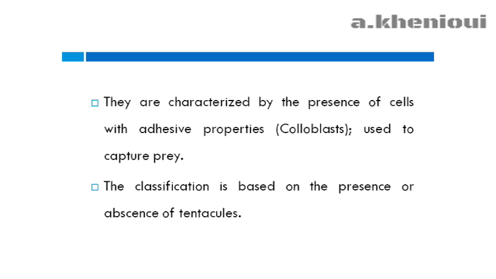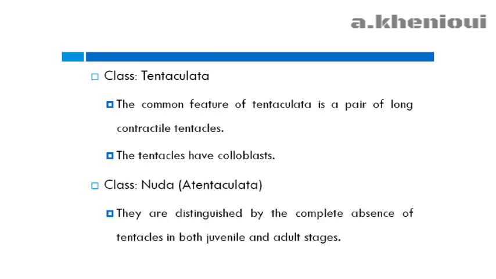They are also characterized by the presence of cells with adhesive properties, called colloblasts. They are used to capture prey. The classification is based on the presence or absence of tentacles. There are 2 classes. The first class is the class of Tentaculata. The common feature of Tentaculata is a pair of long contractile tentacles. The tentacles have colloblasts. The second class is Atentaculata or Nuda. They are distinguished by the complete absence of tentacles.